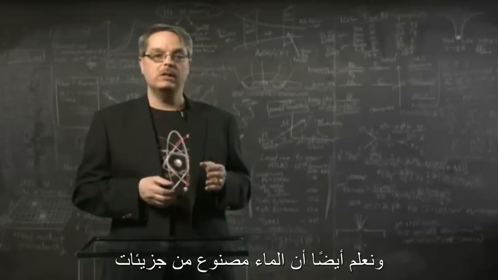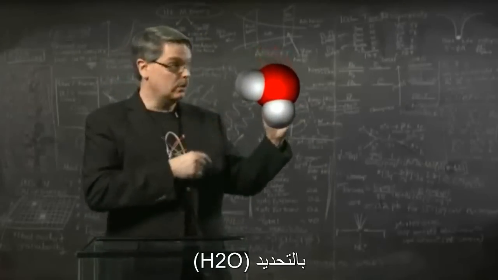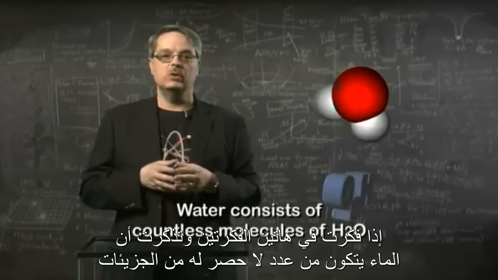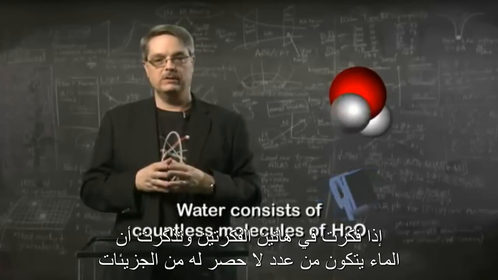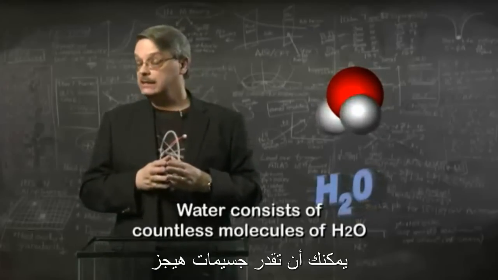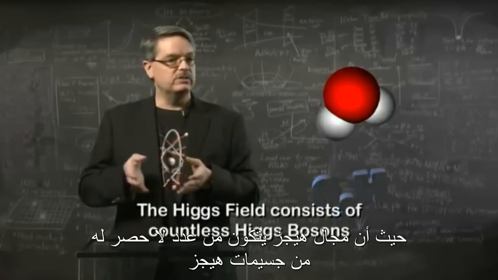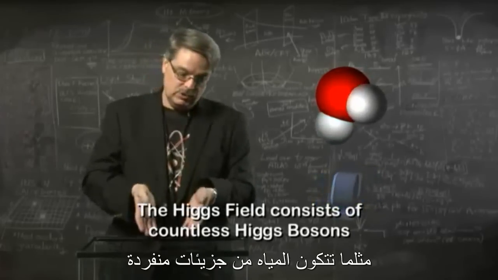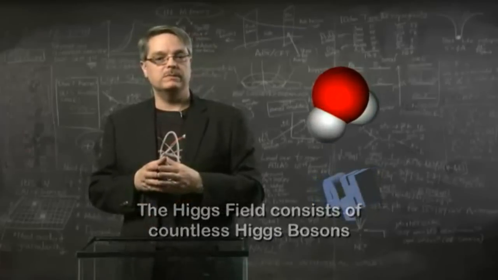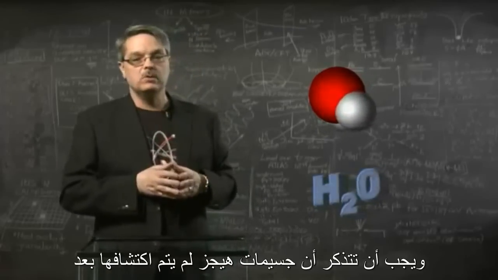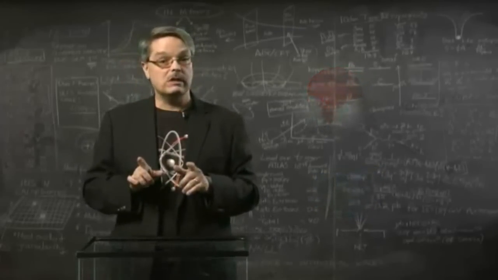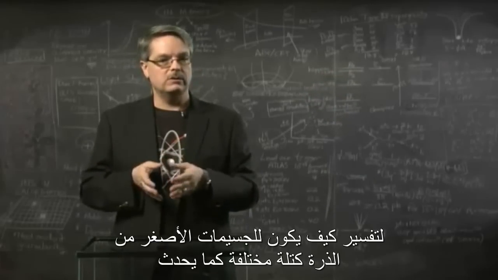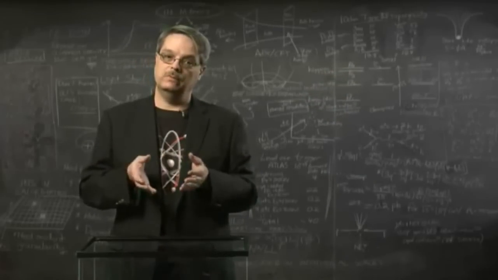We also know that water is made of molecules, specifically H2O. If you hold these two ideas in your head with the realization that water consists of countless individual molecules, you can now begin to appreciate the Higgs boson. The Higgs field that gives subatomic particles their mass is made of countless individual Higgs bosons, just like water is made of individual molecules. You should keep in mind that the Higgs boson hasn't been discovered yet, and what I'm describing is simply the most popular idea as to why subatomic particles have the masses that they do.